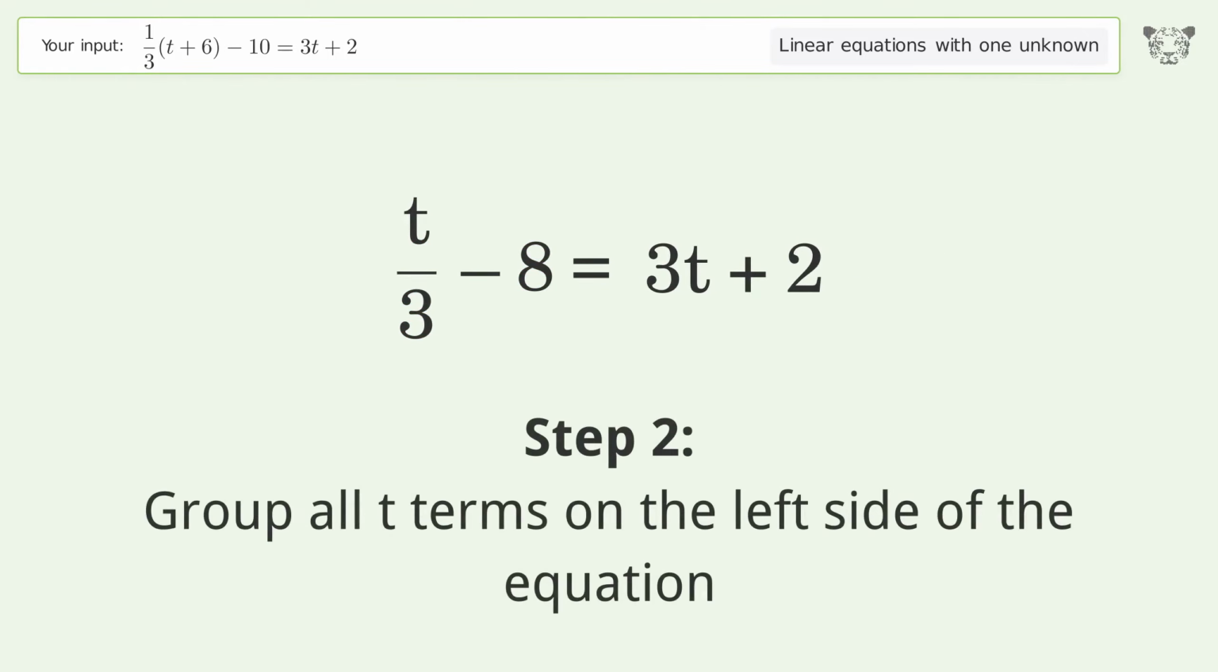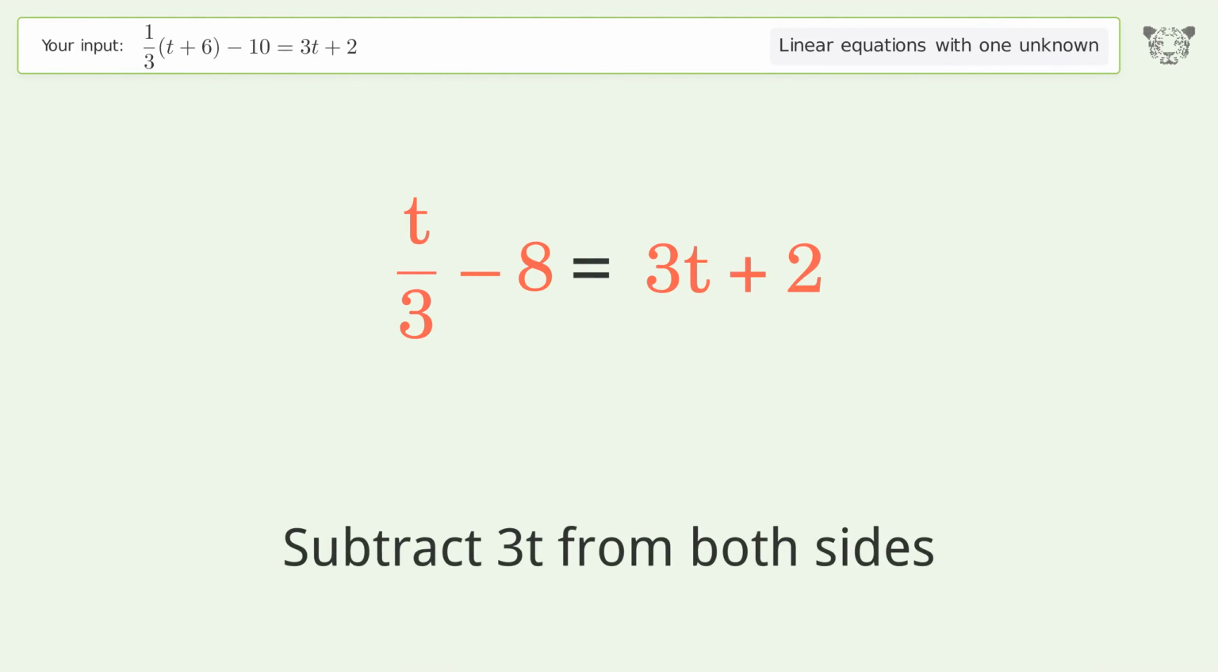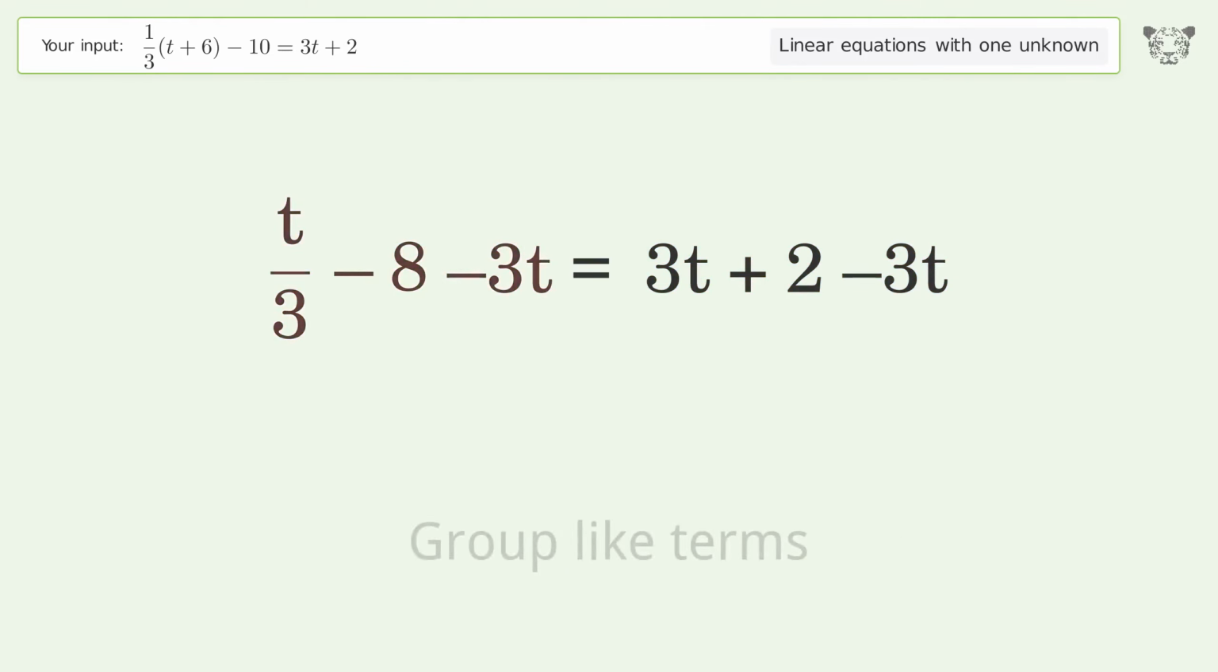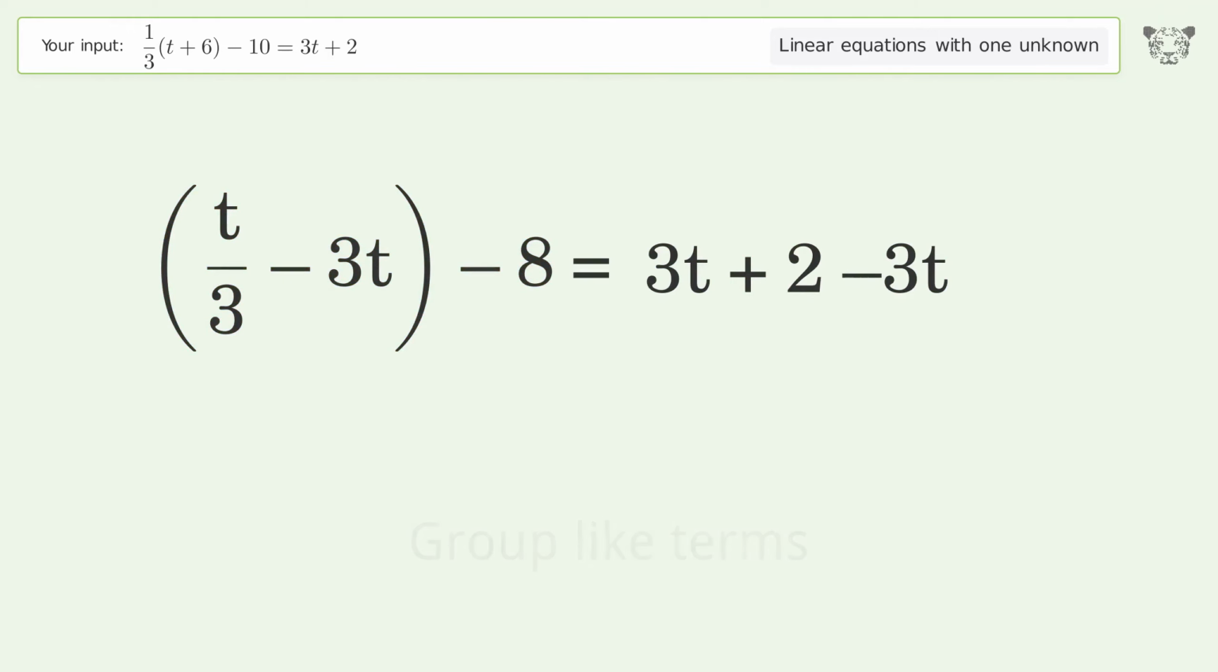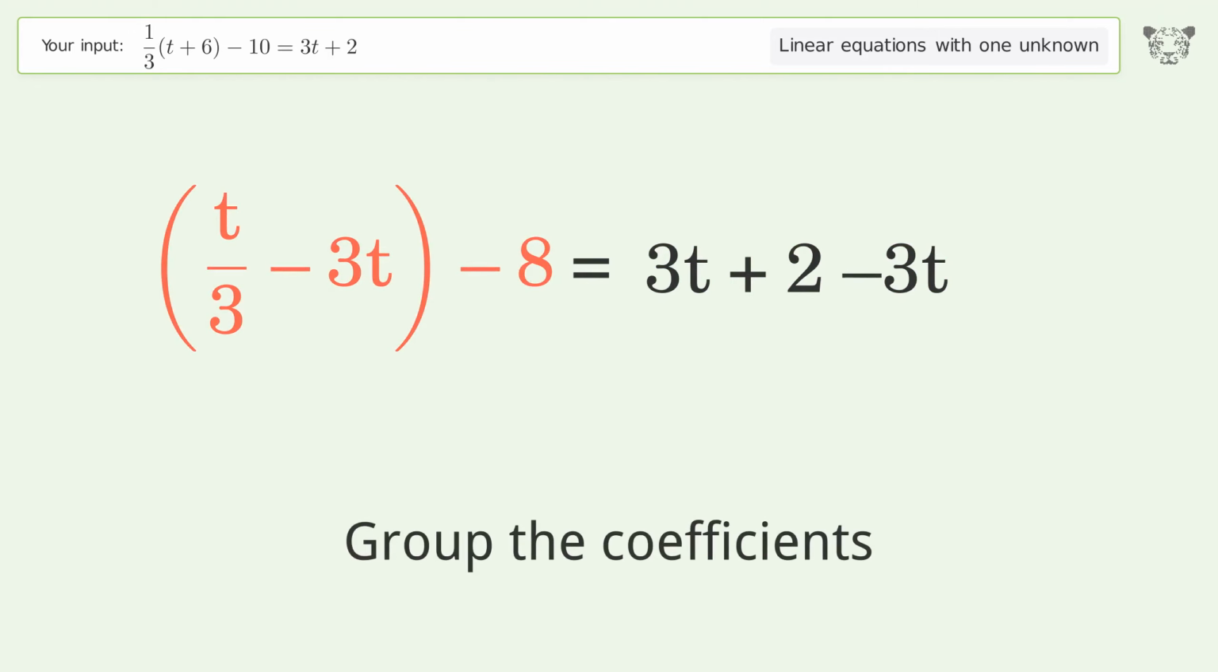Group all t terms on the left side of the equation. Subtract 3t from both sides. Group like terms. Group the coefficients.